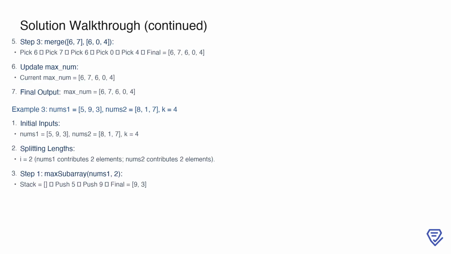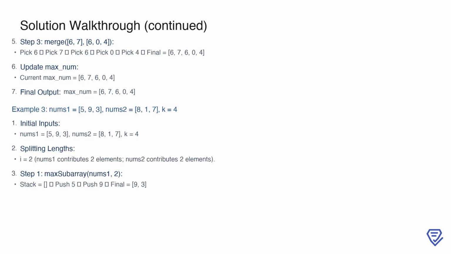We then compare this with the current maximum number, which is initially empty. Since 6, 7, 6, 0, 4 is larger, it becomes the new maximum number. The final output for this example is 6, 7, 6, 0, 4.